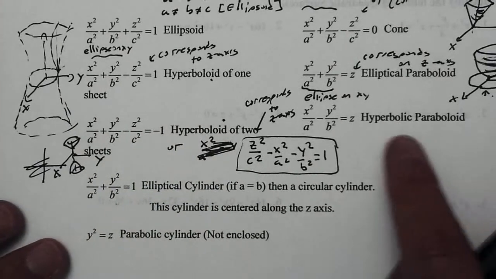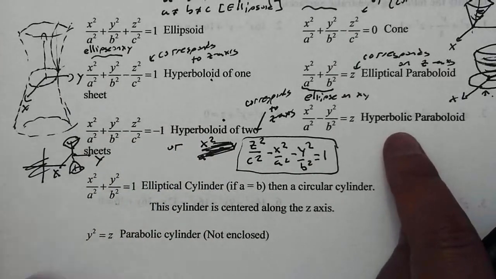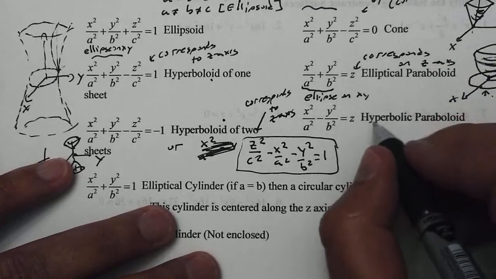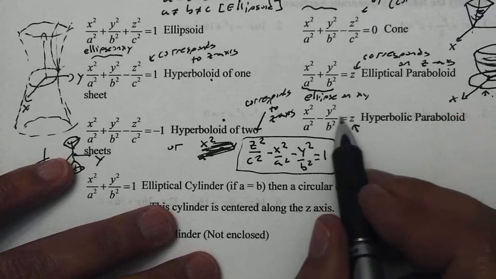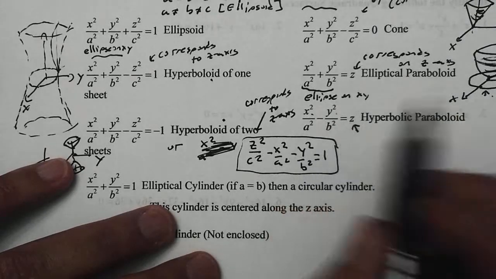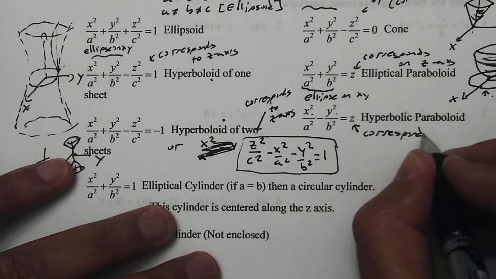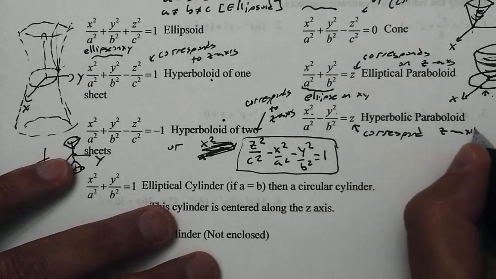And then the last one is called our hyperbolic paraboloid. This is the fun one. Okay, this is sometimes called the saddle. And again, z is the odd man out, right? It's x squared, y squared, z is all by itself. So this is going to correspond, again, to the z-axis right here.